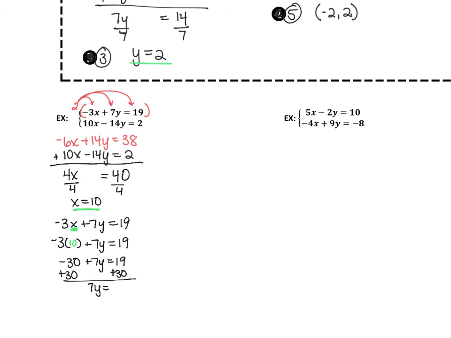7y equals 49. Divide by 7, and we get y equals 7. So the answer to this system of equations is an ordered pair, 10, 7, x, y. 10, 7. How'd you do?